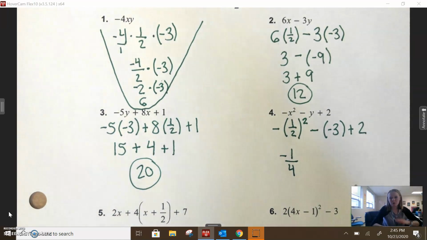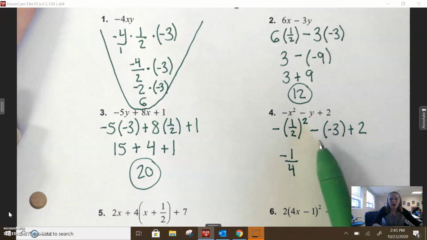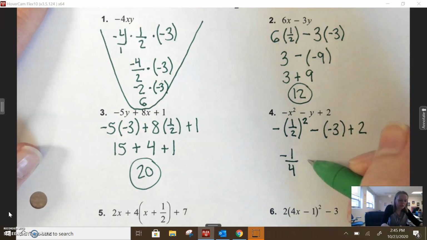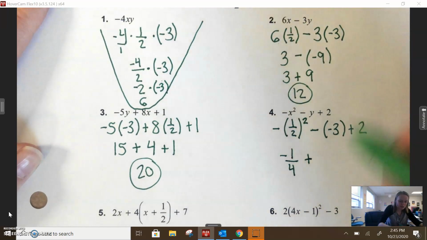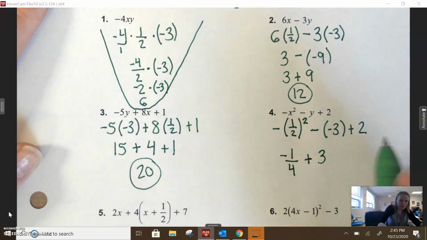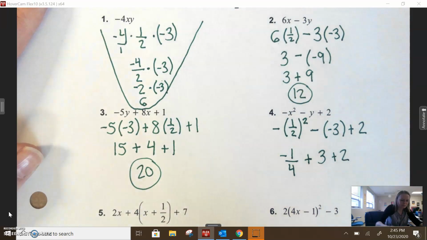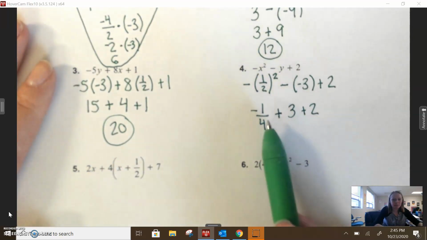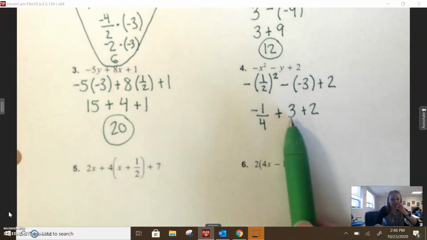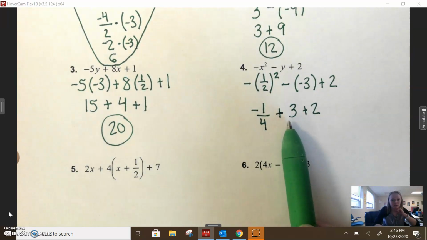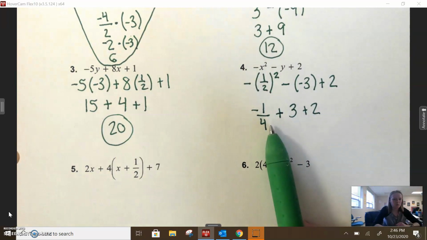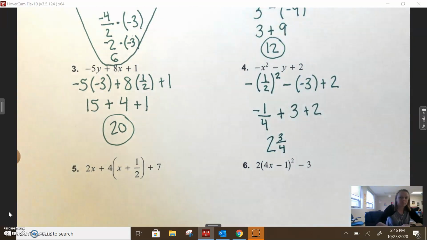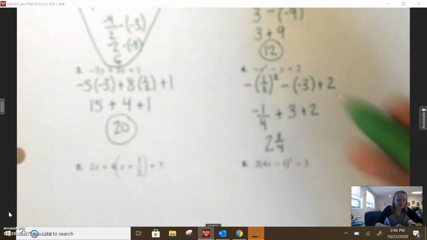So then I would keep everything else the same, but since I'm running out of space, I'm going to move to the next step. I don't like subtraction, so I'm going to do keep, change, change here. So I'm going to change this to addition, change this to a +3, and then +2, that can stay. We like adding. So now all I have to do is add my three numbers together. -1/4 plus 3. Since I have one positive, one negative, I'm really subtracting. What's 3 minus 1/4? That would really be 2 3/4. And then I would have +2.